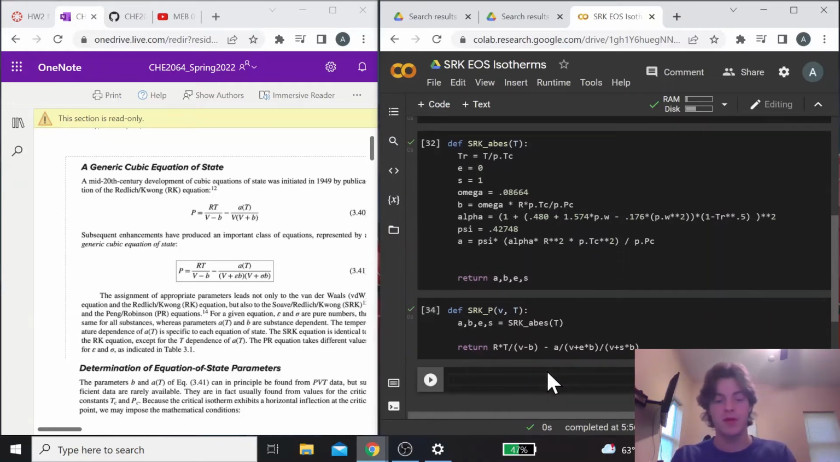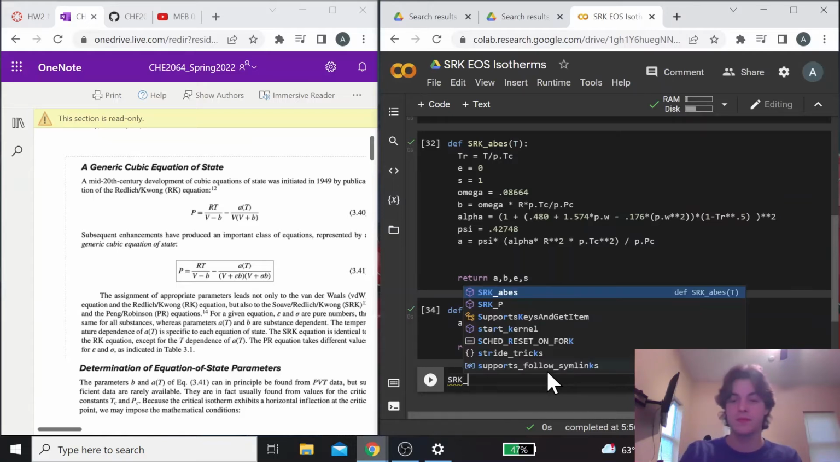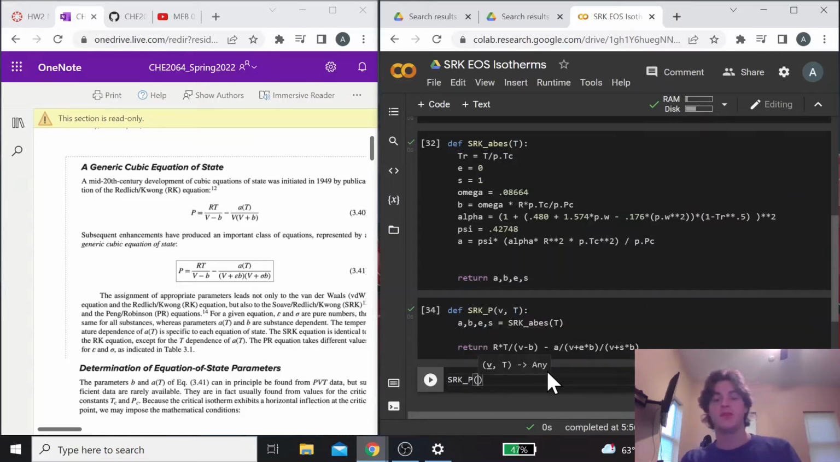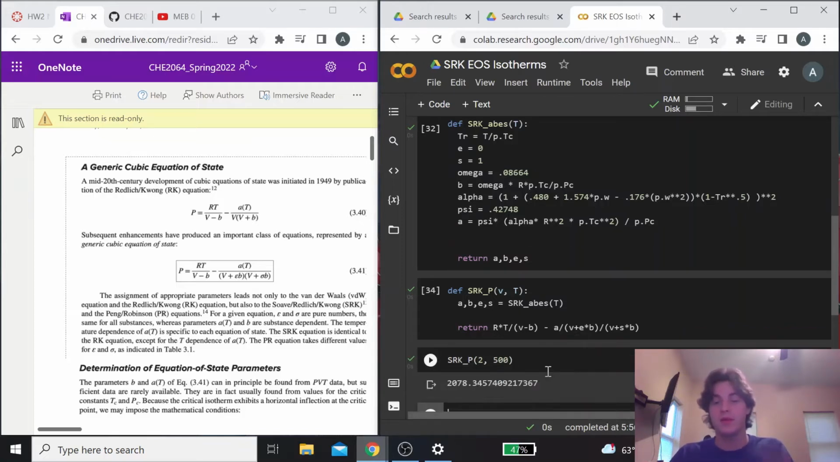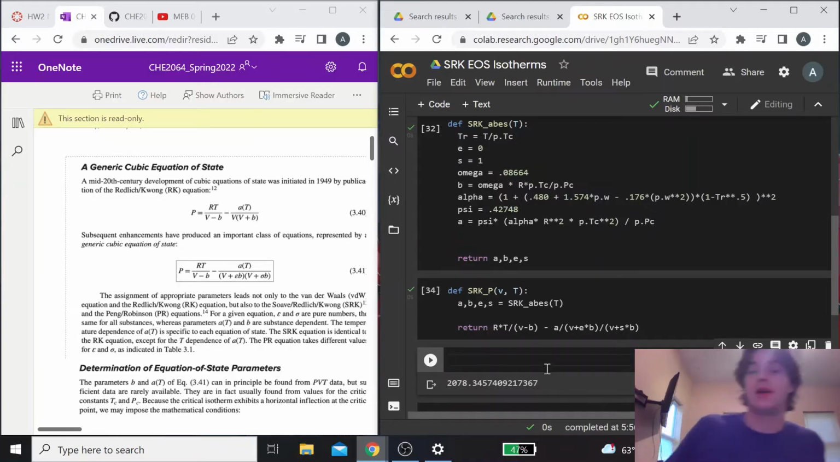So now if I want a pressure, let's say at a volume of 2 meters cubed, and a temperature, we'll just go 500 again, it will give me that pressure. So now we can graph it, right? Because we have our pressures and we have our temperatures.